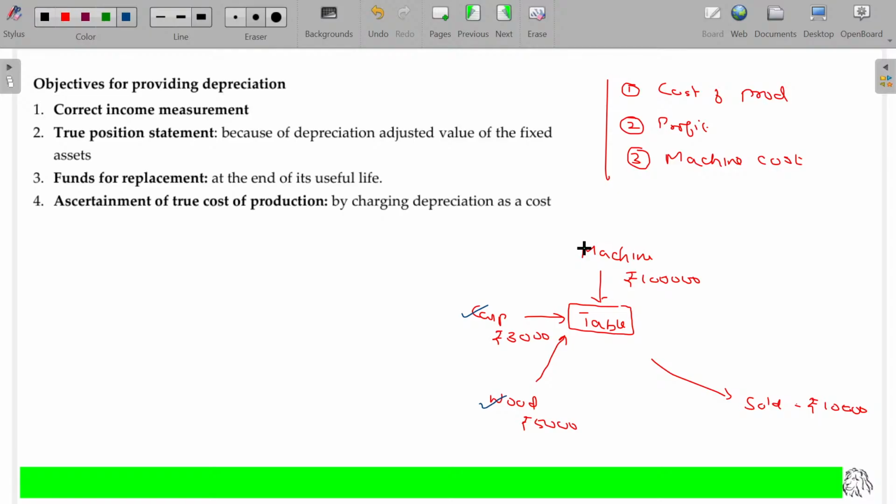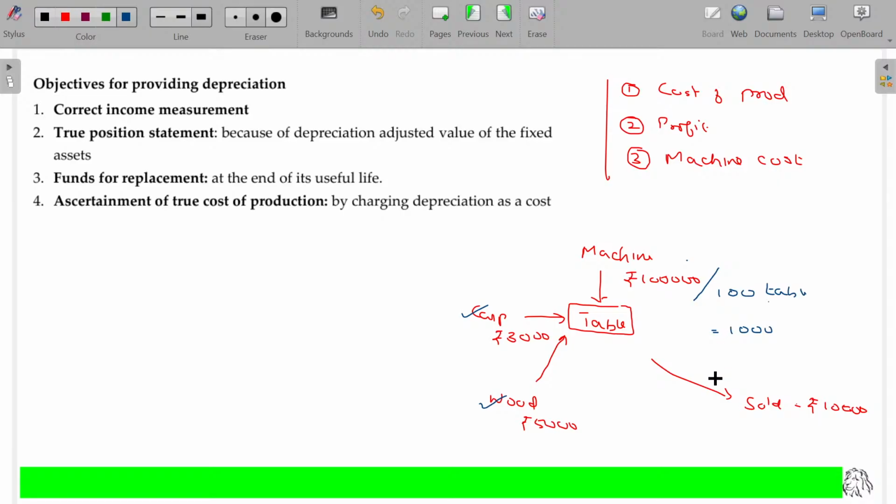The machine has a long life and can be used multiple times, not for only one table. Now you have to find out how many tables can be manufactured using the machine. There's a specification: you can manufacture 100 tables using a machine. So from this it is very clear. 1 lakh rupees you spend for manufacturing 100 tables, which means every table requires one-hundredth of the machine's life.